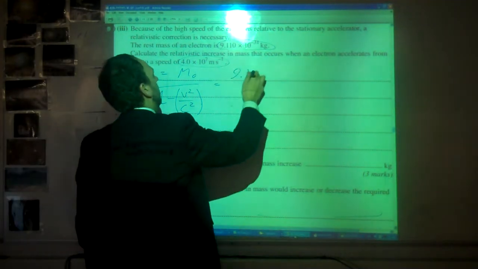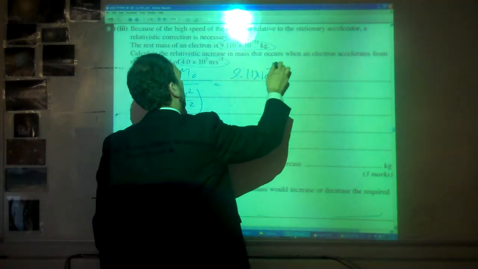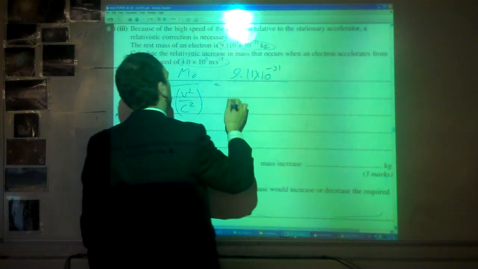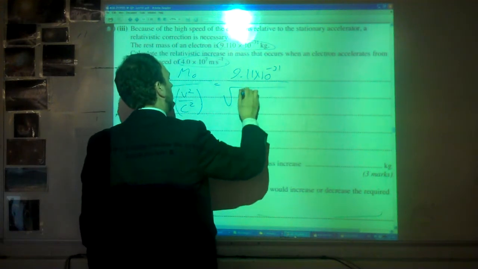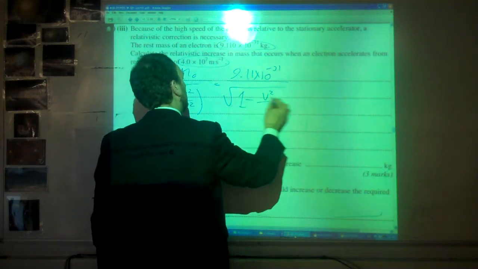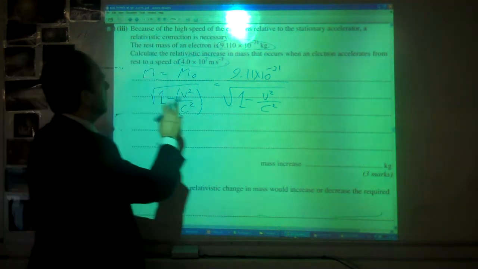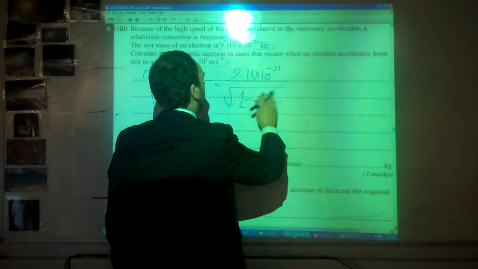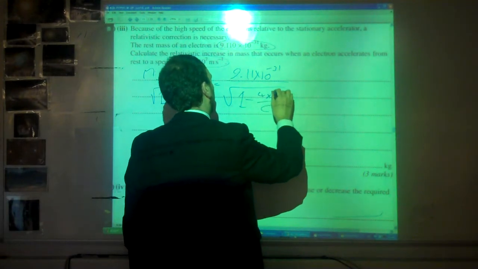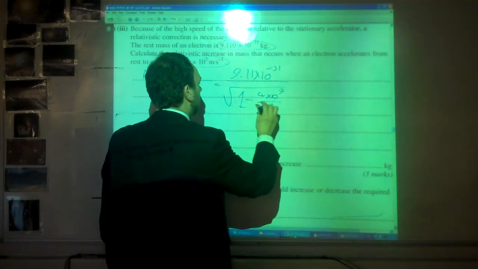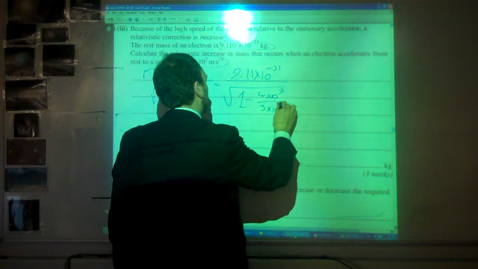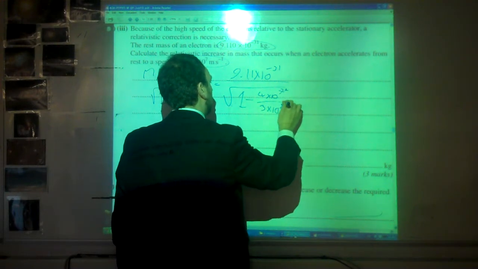So we've got 9.11 times 10 to the minus 31 divided by all square rooted 1 minus v squared over c squared. Our velocity is 4 times 10 to the 7, and our speed is of course the speed of light.